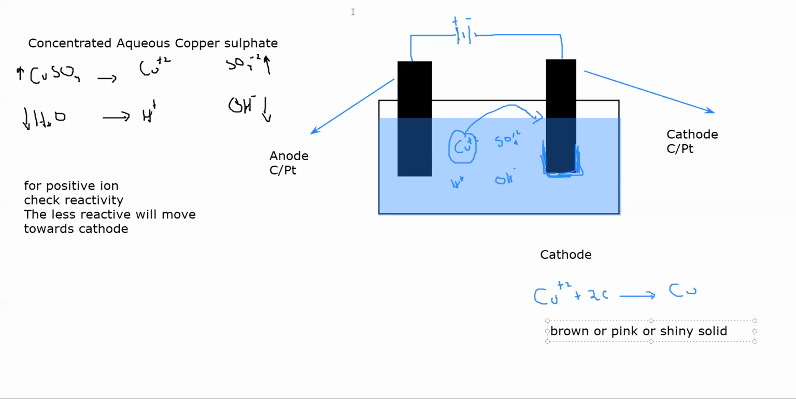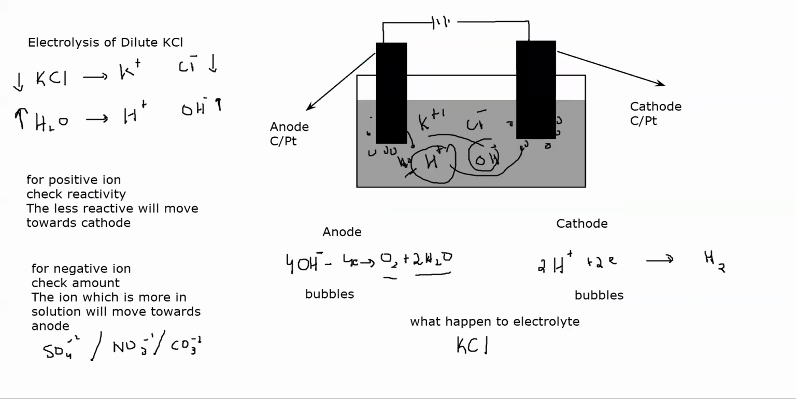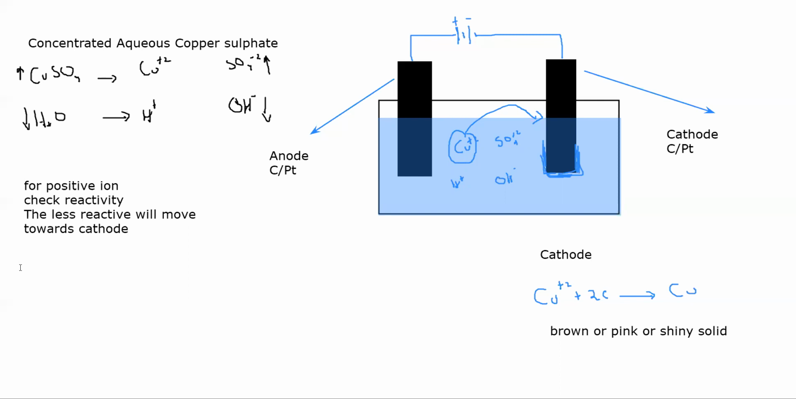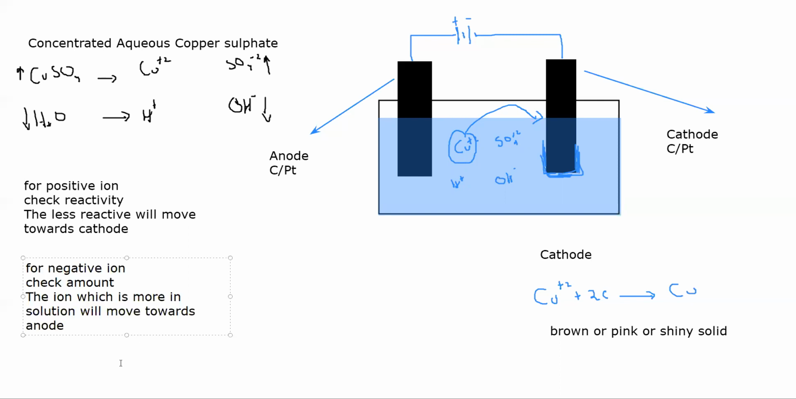But what will happen at anode? What is the criteria for anode? The negative ion which is more in the solution will move towards anode. But there are exceptions: these ions cannot move because of their size, sulfates, nitrates, and carbonate. Even though they are more in the solution, they will not move.